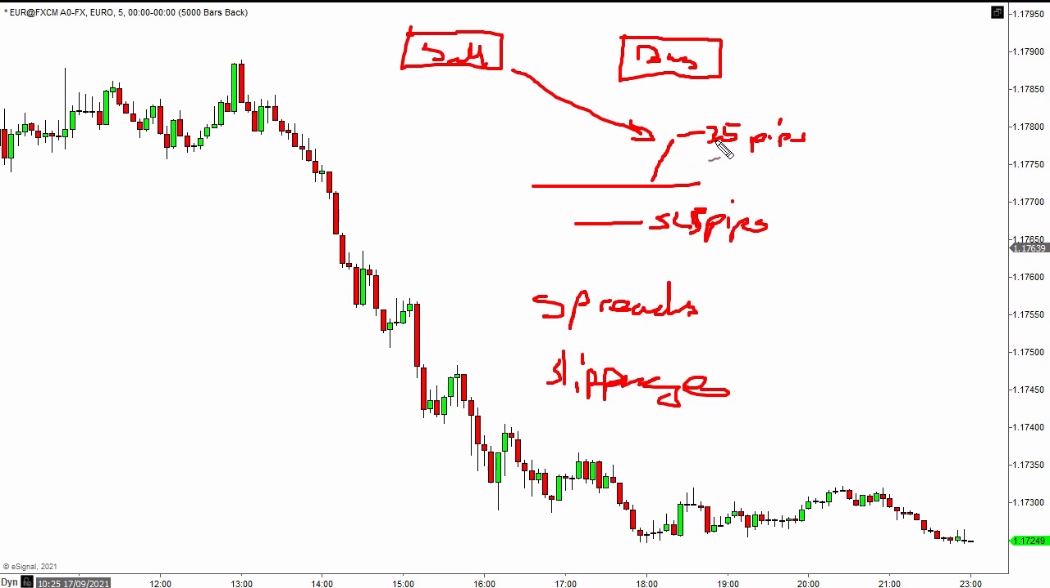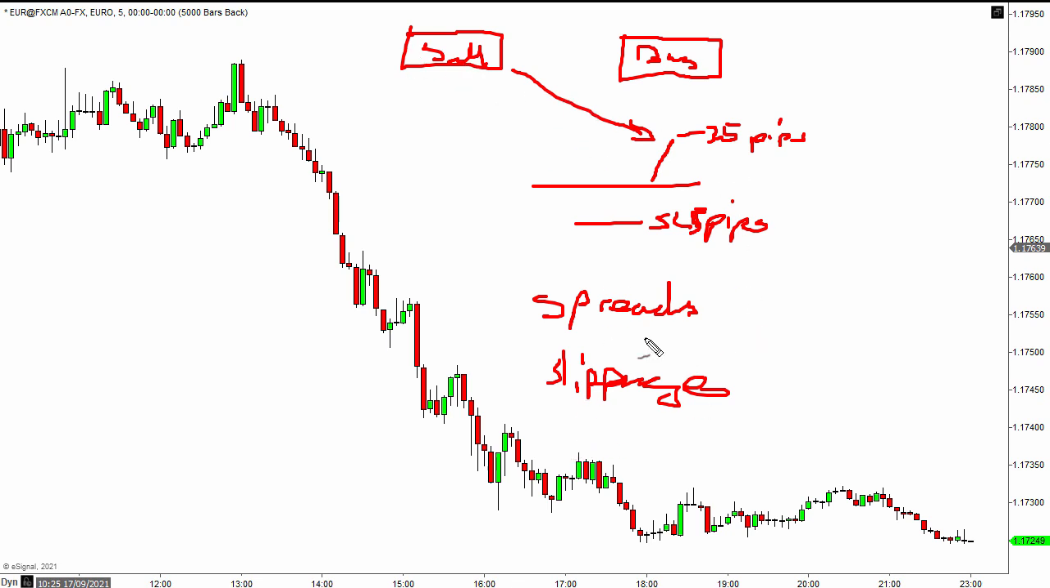So the chart will be showing that you've hit your target and you exit, but your actual physical exit is different to what the chart says. So that's what you get with spreads. It's a slight widening of spreads. It might have been that just at that moment, for whatever reason, spreads have widened out. It can be any reason for that.